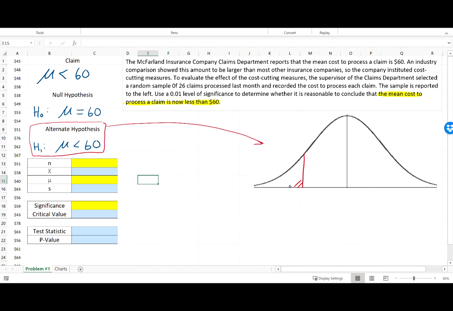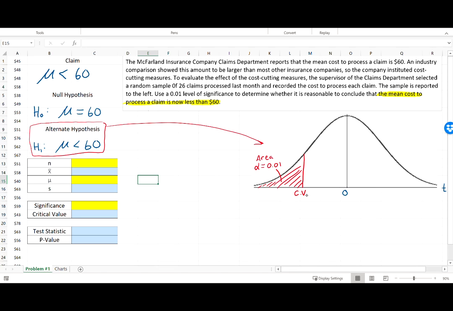So our critical region is in the left tail, and the area of that critical region is alpha, the significance, which is given in the problem as 0.01. So that's the area of the left tail. Now, this is a hypothesis test about the mean, and we're not given sigma. We're not given the population standard deviation, so we're using the t distribution. And we have one critical value. It's going to be a negative number because it's to the left of 0.